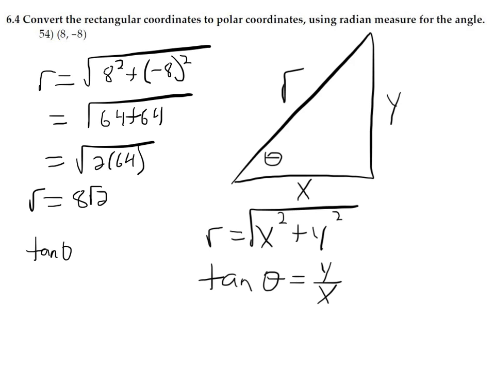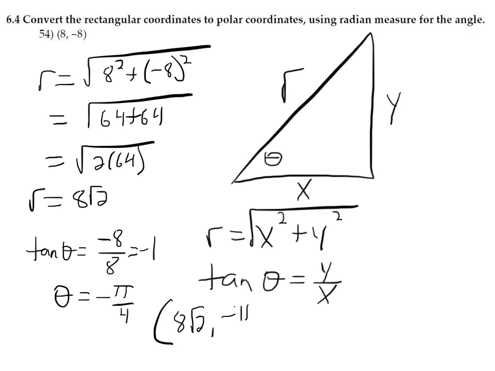Tangent theta equals y, negative 8, over x, 8, it's negative 1, and theta equaling arctangent of negative 1 is negative pi fourths. So our final answer is r, theta. So it's 8 square root of 2 comma negative pi fourths. And this completes how you convert rectangular to polar coordinates.